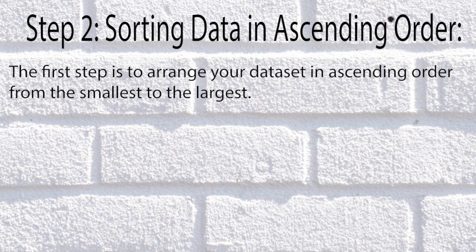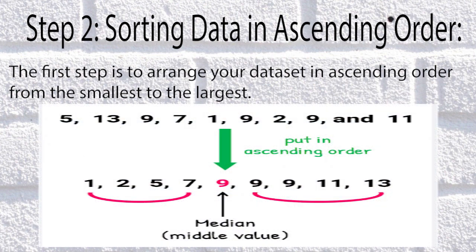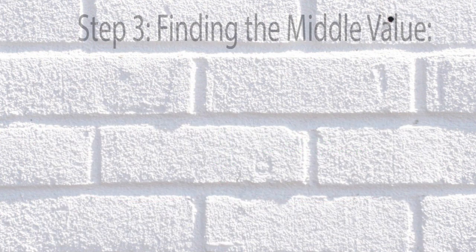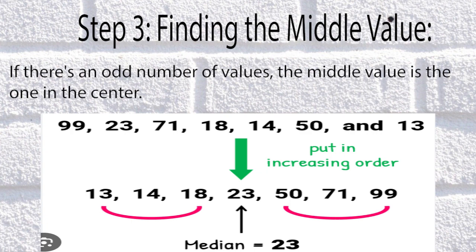Step 2: Sorting data in ascending order. The first step is to arrange your dataset in ascending order from the smallest to the largest. Step 3: Finding the middle value. If there's an odd number of values, the middle value is the one in the center.